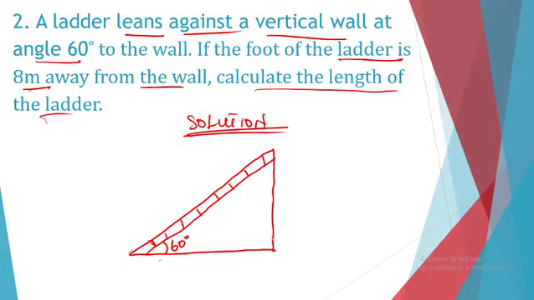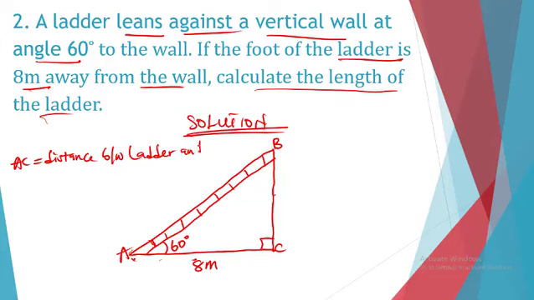And then remember, this is our angle 90 because we are dealing with what? A right angle triangle. So let's title this triangle ABC. We are told that the foot of the ladder is 8 meters away from the wall. This is the wall, right? This is the foot of the ladder, and this is the distance between the ladder and the wall. So we have here 8 meters. So line AC is the distance between the ladder and the wall.